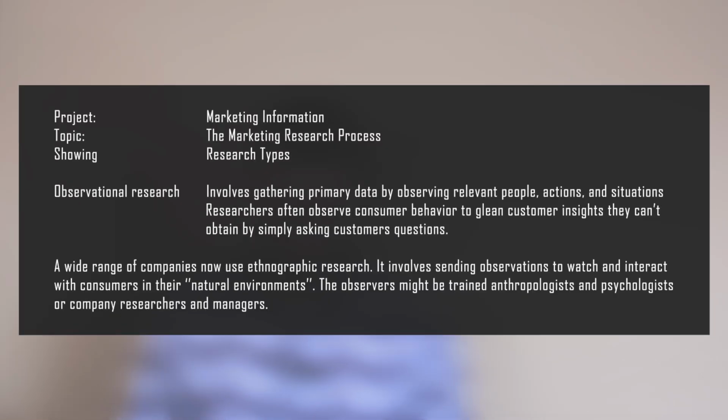A wide range of companies now use ethnographic research. It involves sending out observers to watch and interact with consumers in their natural environments. The observers might be trained anthropologists and psychologists, or simply company researchers and managers.